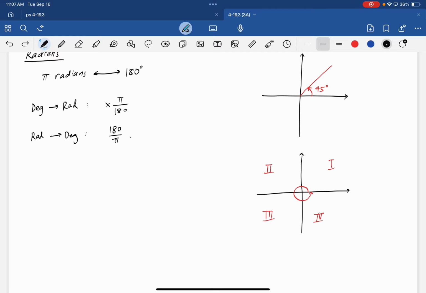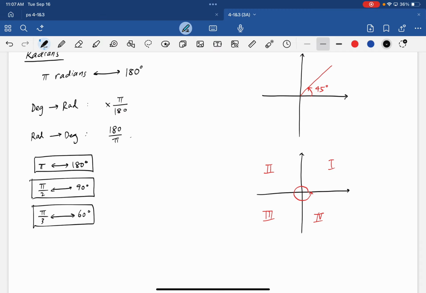So some things you should memorize. First of all, you should memorize that pi radians is 180 degrees. Super important to memorize. You should also memorize that pi over 2 is 90 degrees. You should also memorize that pi over 3 is 60 degrees. You should also memorize that pi over 4 is 45 degrees. And finally, you should memorize that pi over 6 is 30 degrees. Okay? And these are the most common multiples of radians.